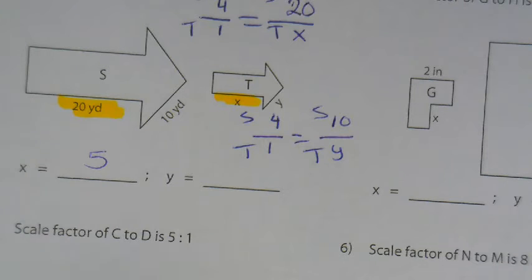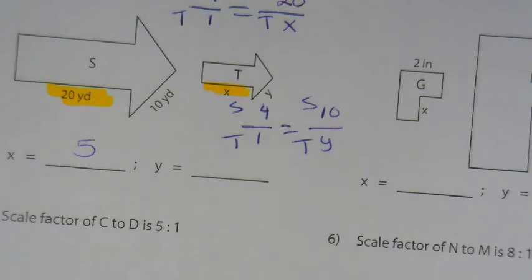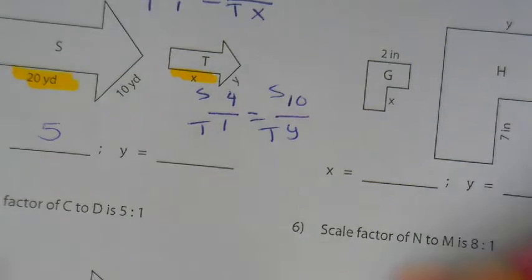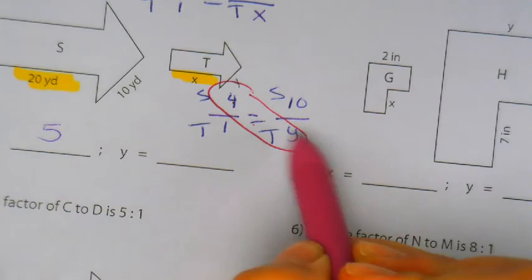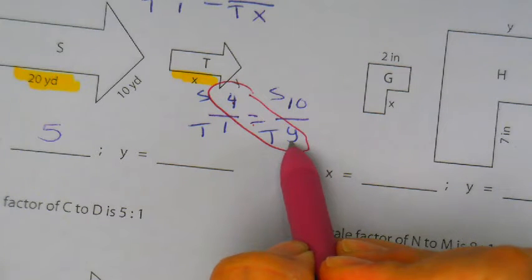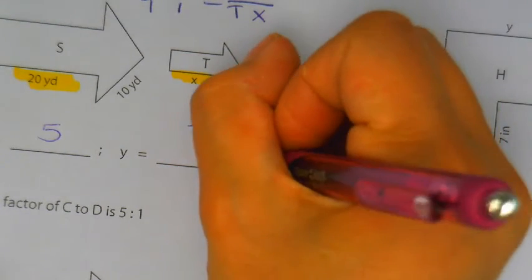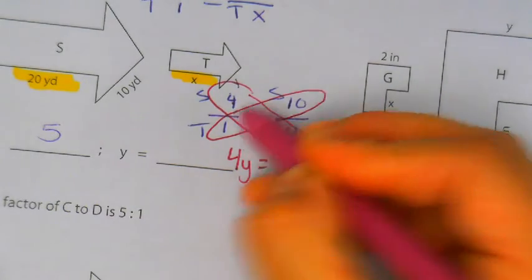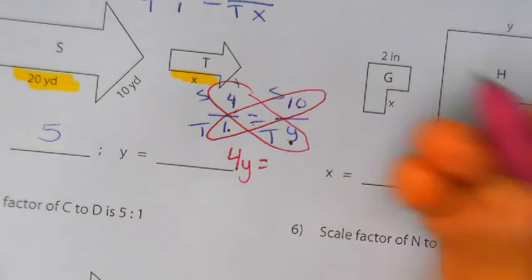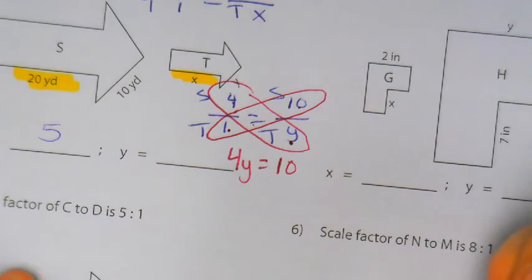There's no other way. So what is the butterfly method? If you don't remember, circle this. What do we have here? 4 times y. What is 4 times y? Very good. Thank you for paying attention. Equals the other circle. 10 times 1? 10. This is called the butterfly method. Whatever you circle gets multiplied together.